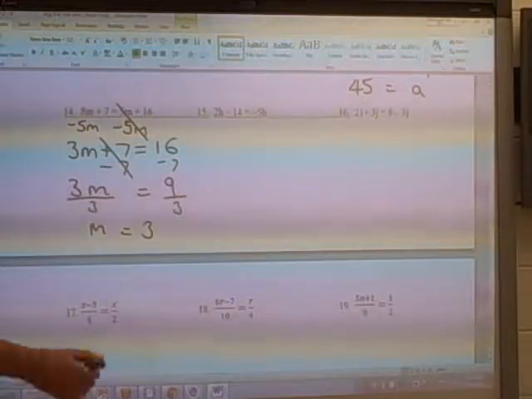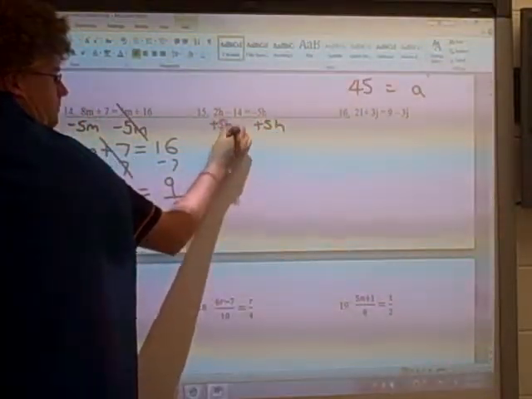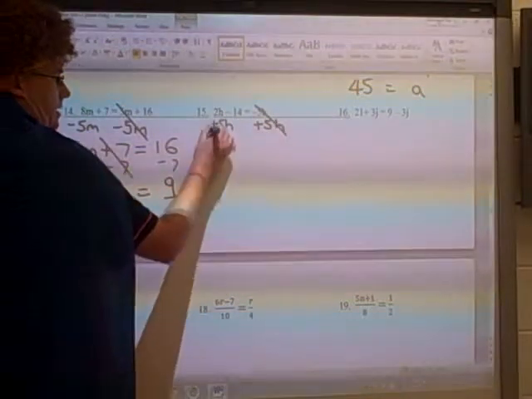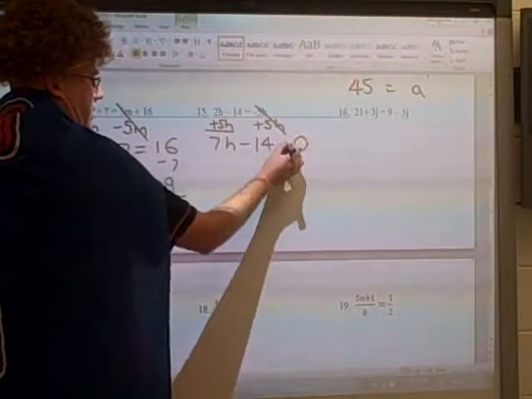2h and negative 5h. So I got the biggest number on the left, so I'm happy. So I'm going to do the opposites. I'm going to add 5h to both sides. That cancels on that side. So I get 7h minus 14 equals 0.